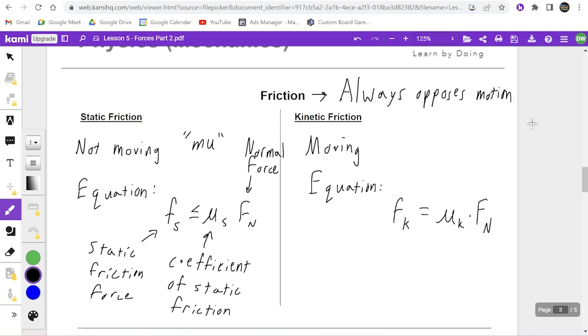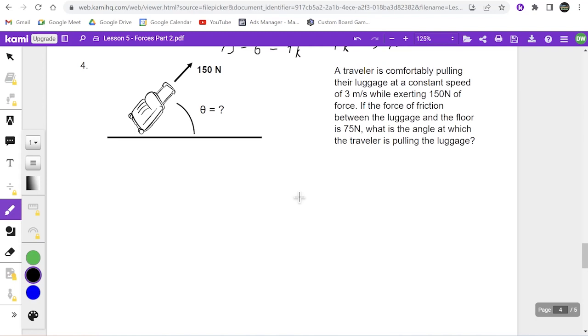Friction always opposes motion. So if the object wants to go to the right, friction points to the left, and vice versa. Try and remember that for problem 5, because problem 5 is really hard without that fact. But hopefully you'll get it. And with that, we move on to problem 4.